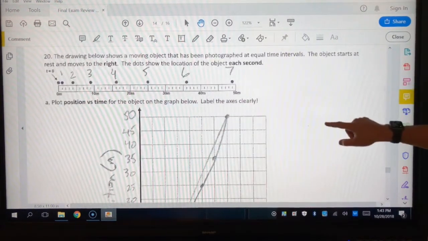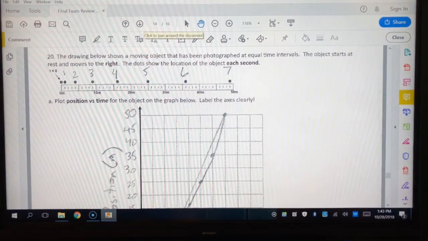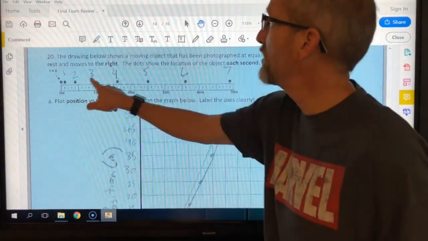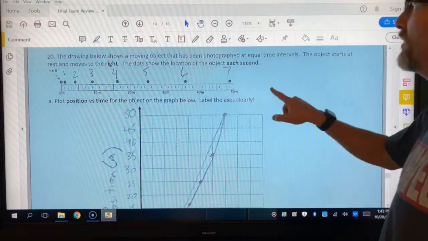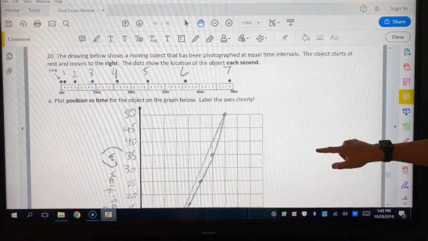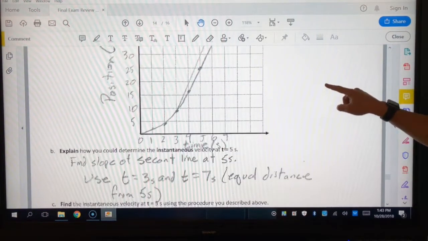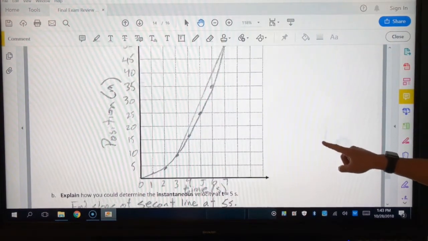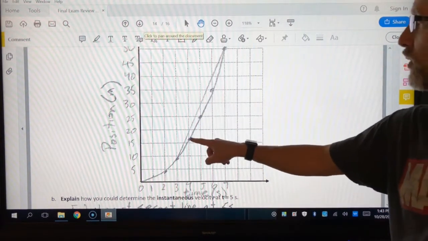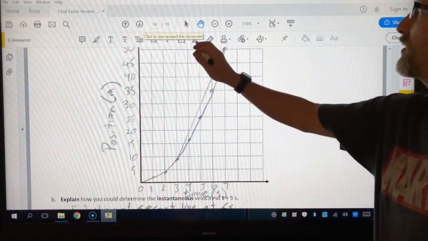For number 20, the drawing below shows an object moving that's been photographed, and so I went ahead and I put times on each one, 0, 1, 2, 3, 4, 5, 6, and 7. And then they wanted us to plot a position versus time graph for that, and we did that. The next thing they want us to do is find the instantaneous velocity at 5 seconds. So if I want to do that, I can either go to 4 and 6 seconds and find the slope of a line that connects the two.